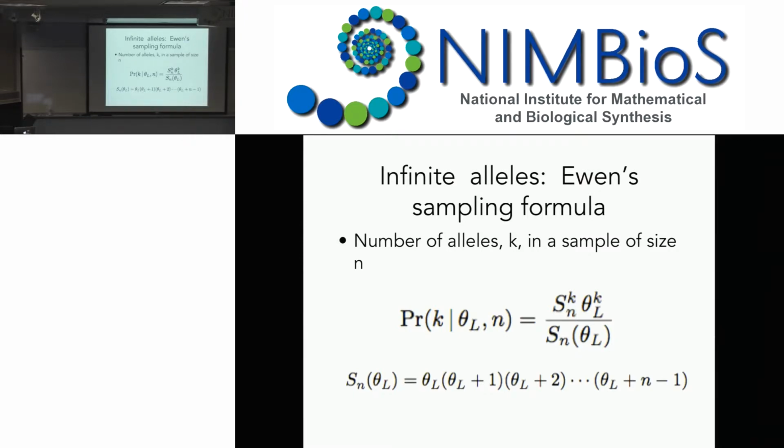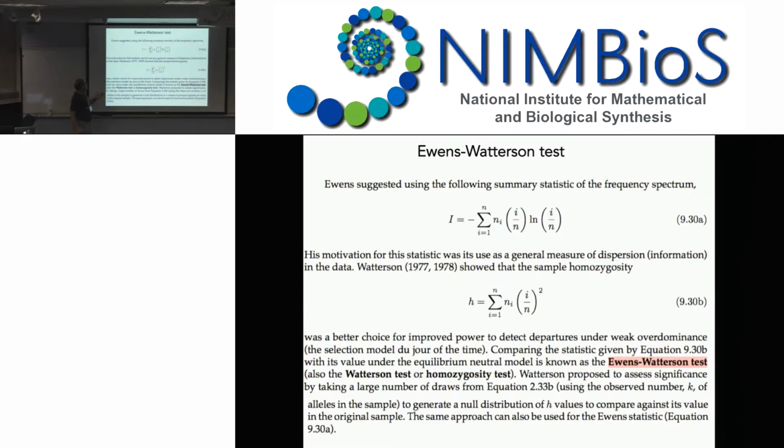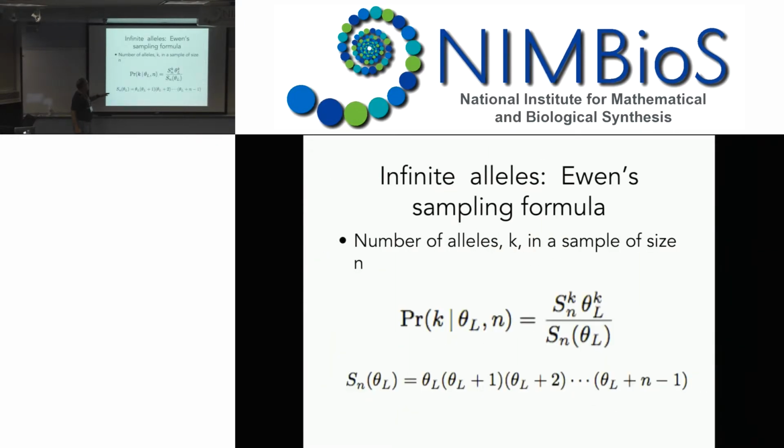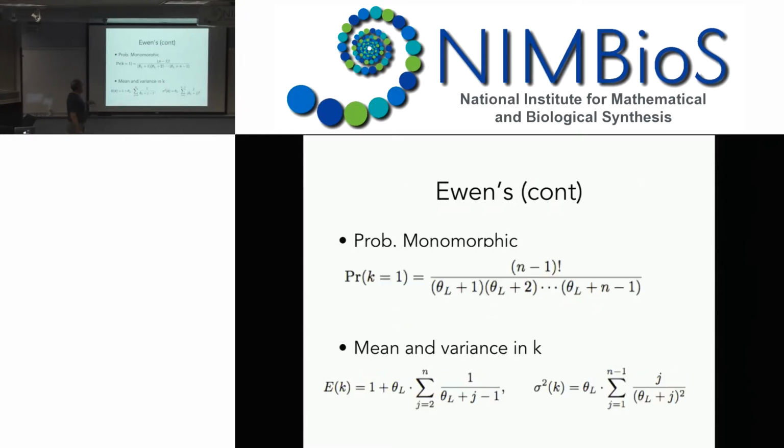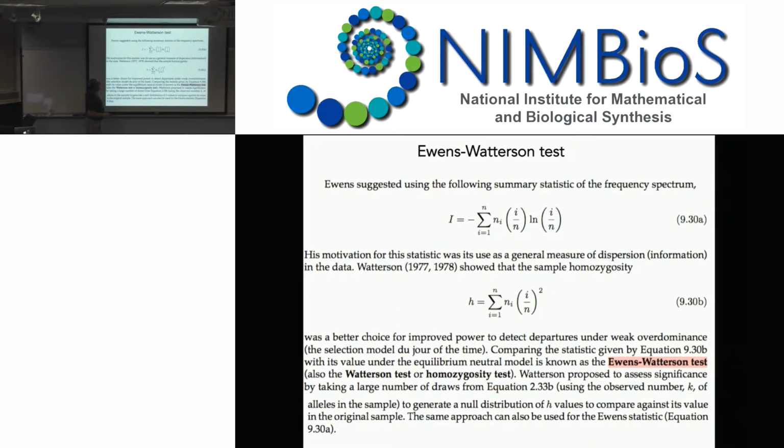We've seen the Ewens sampling formula before. If I know theta, I can get a probability distribution for the number of alleles given the sample size and theta. I can basically ask, are there too many or too few alleles given my estimate of theta? I can go a step further: if I condition on the number of alleles I see, theta drops out, and the allele frequency spectrum is simply a function of the number of alleles I see and the sample size. And then I can use that for various tests.